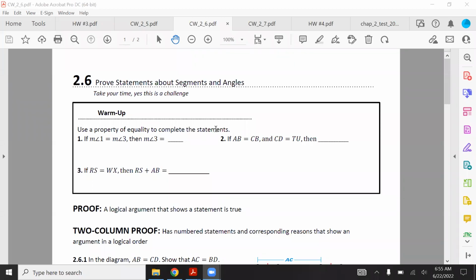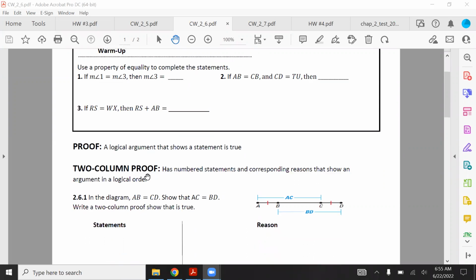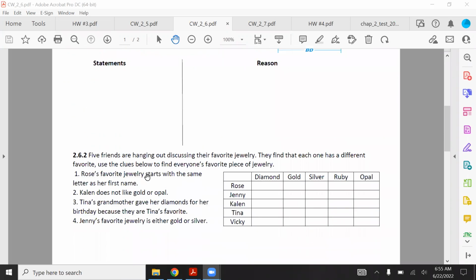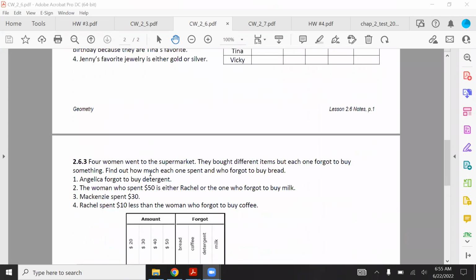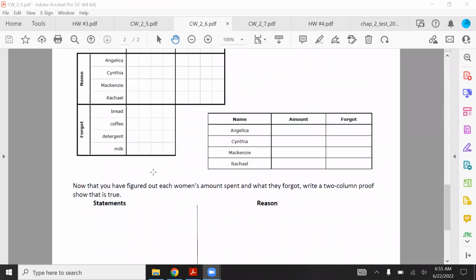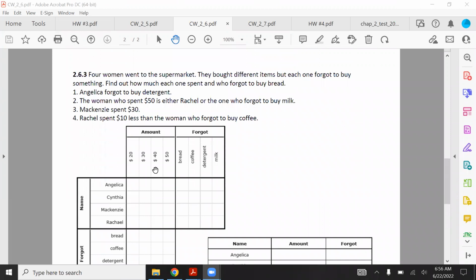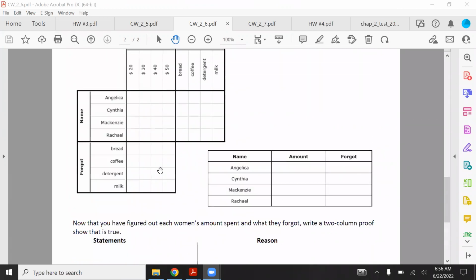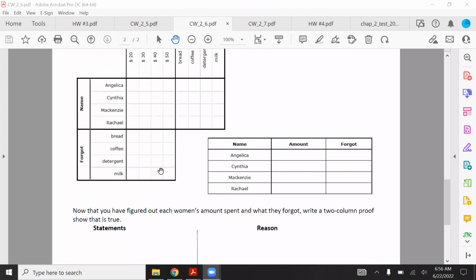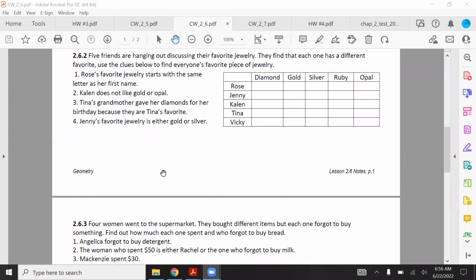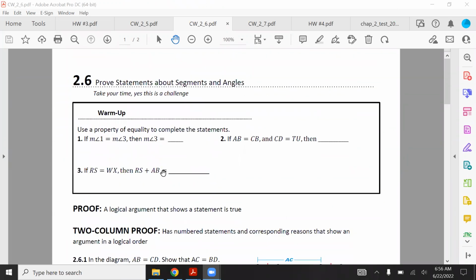Welcome to the video on 2.6, which is called Proof Statements about Segments and Angles. So we're going to be doing more proofs. I'm going to do the warm-ups with you guys. I'm going to definitely do 2.6.1 and 2.6.2 and even 2.6.3. Well, kind of. I'm going to give you a little bit of a push and have you do 2.6.3 on your own. For the first page, for sure, I'm going to do all of it.